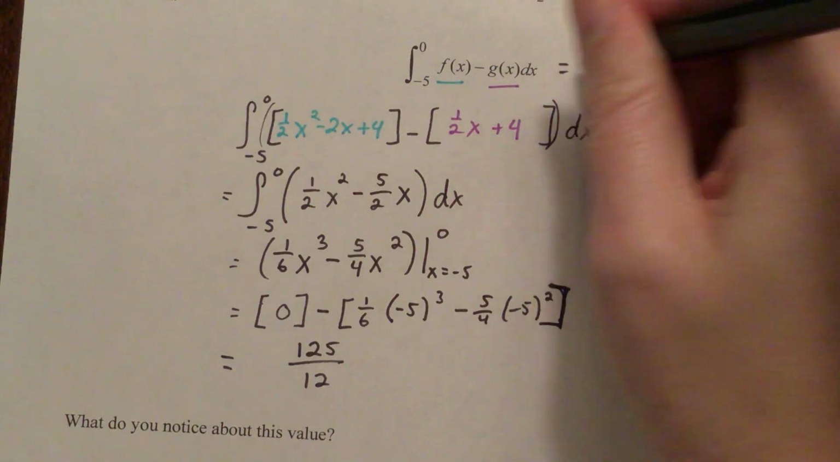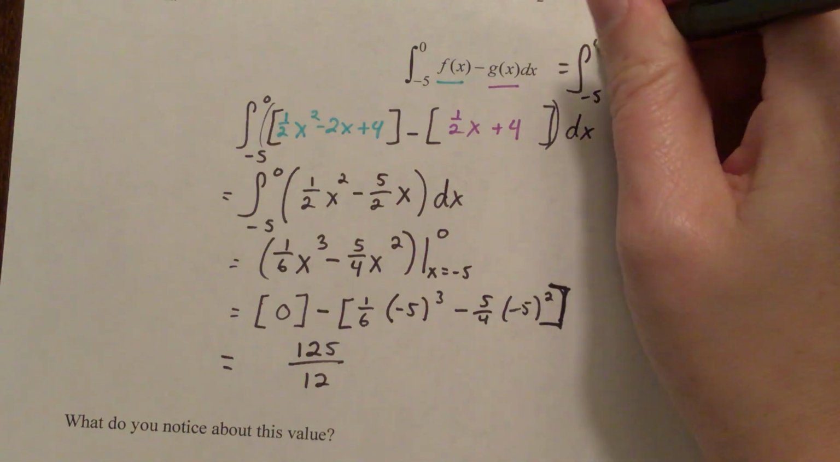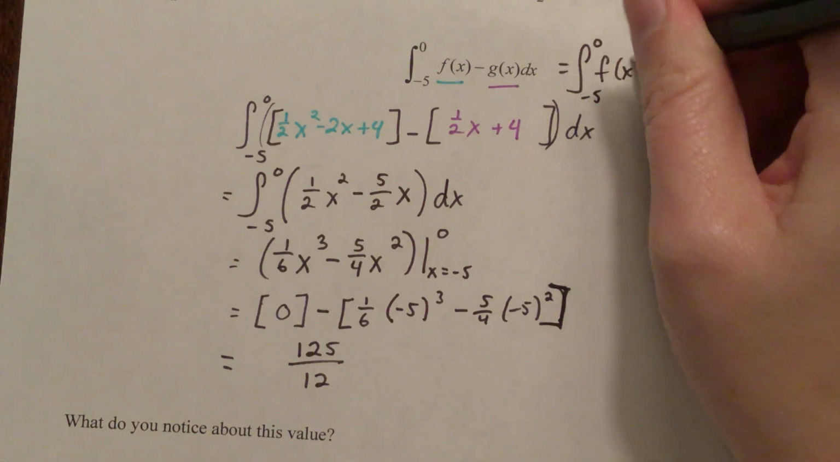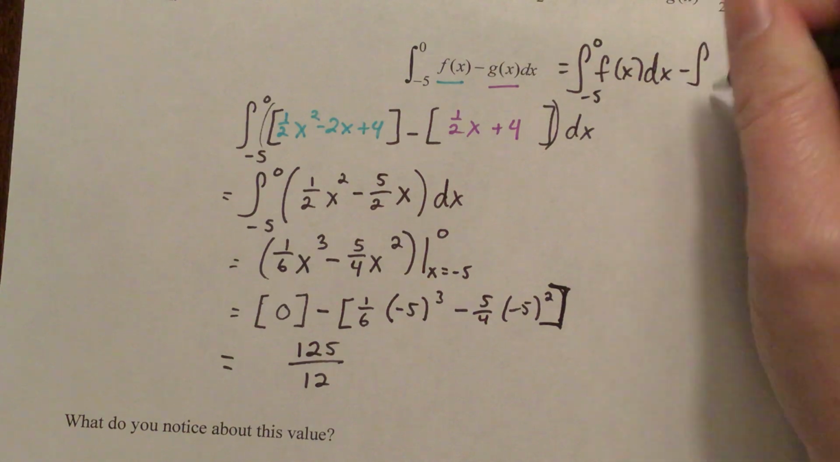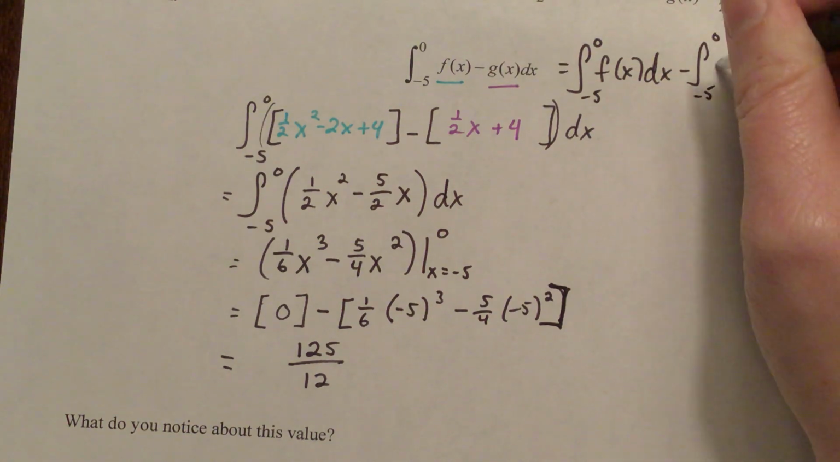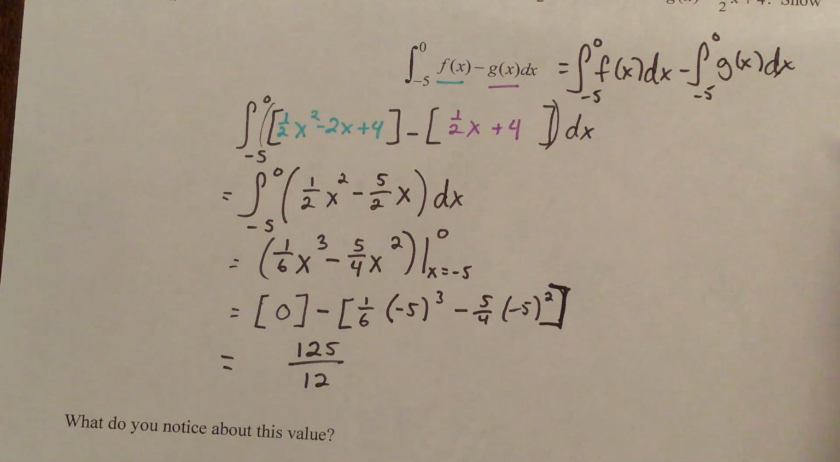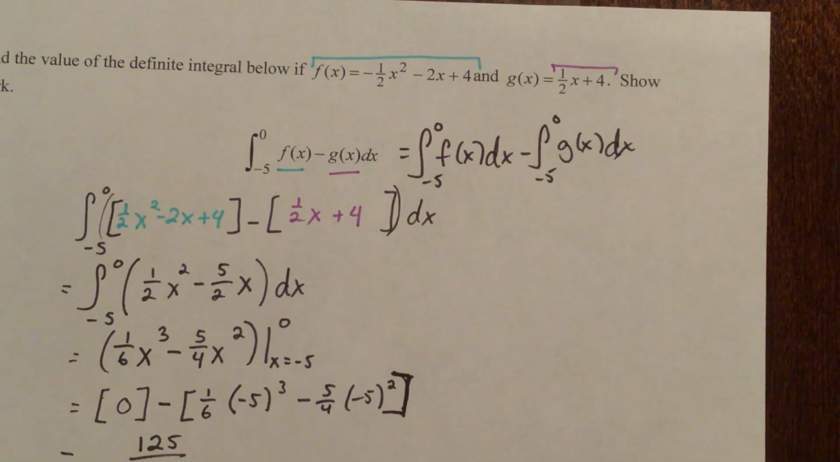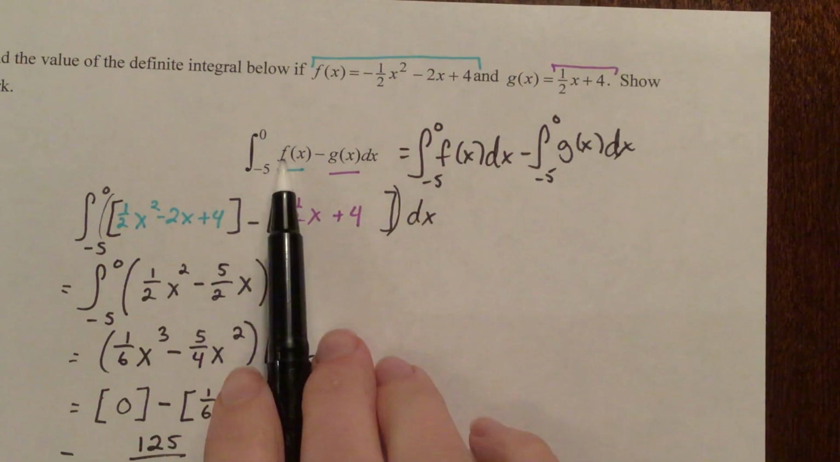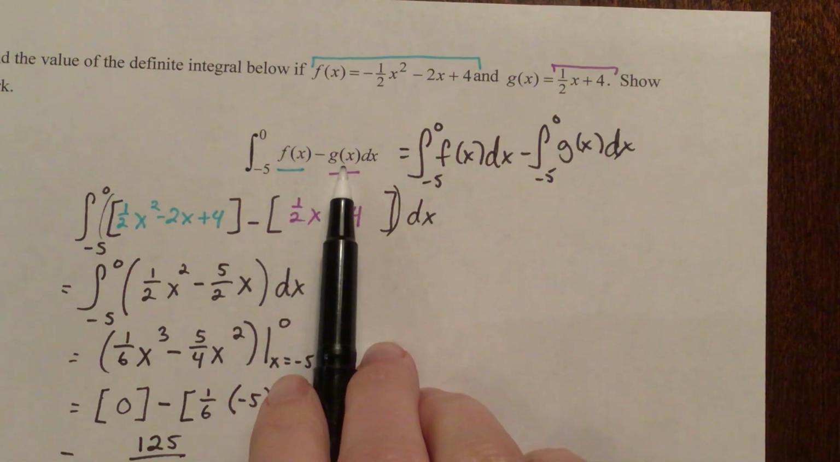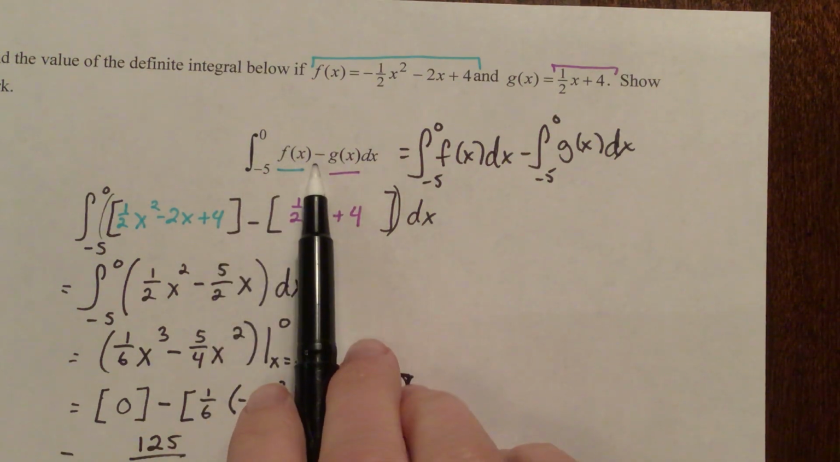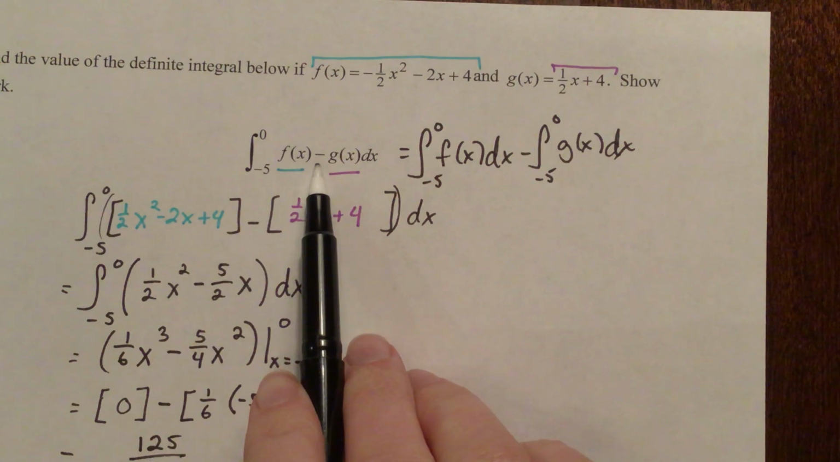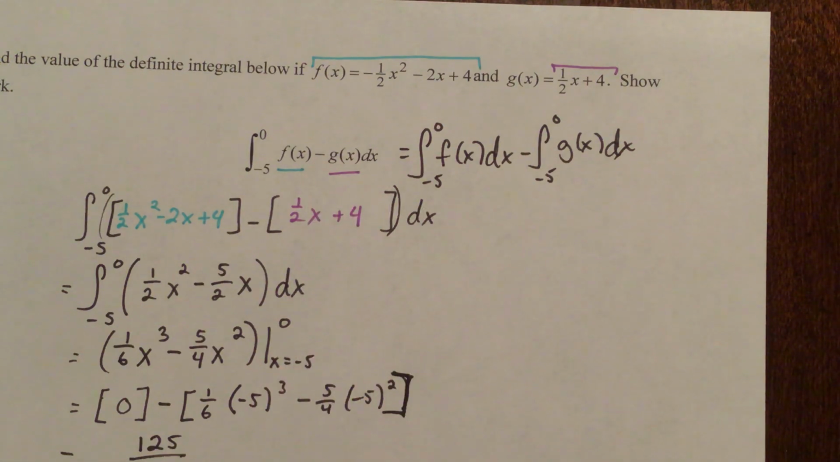Doesn't that make sense though? Isn't this the same thing as the integral from -5 to 0 of f of x dx minus the integral from -5 to 0 of g of x dx? Didn't we learn that before? We sure did. We learned that. You're allowed to split up two continuous functions, and then you just put that symbol in between, so minus in between, and you got it. It's the same exact stuff.